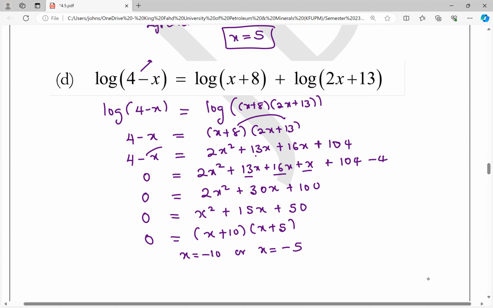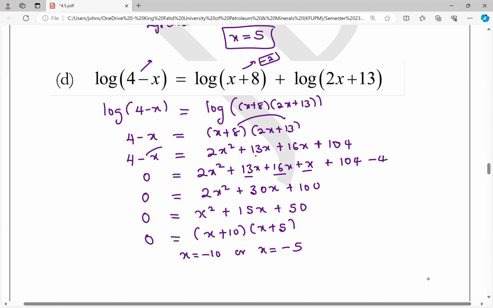But if you substitute minus 10 here, minus 10 plus 8, this will go to minus 2, which becomes negative. So it means minus 10 cannot work because we can't have the logarithm of a negative number. But minus 5 is okay. It works for every term. So you have to check for every term here.